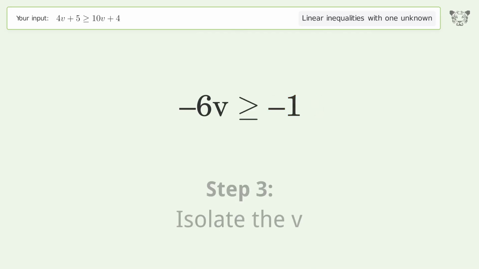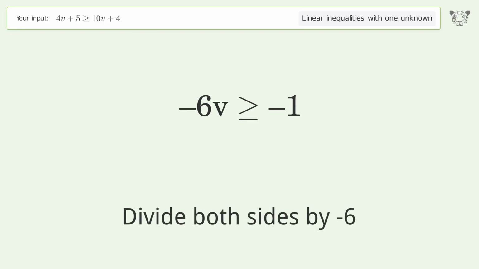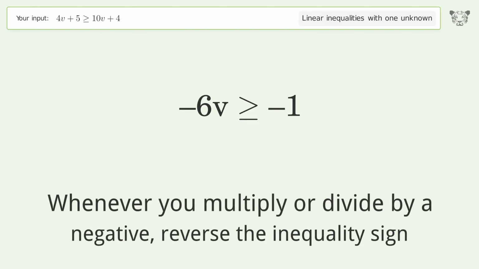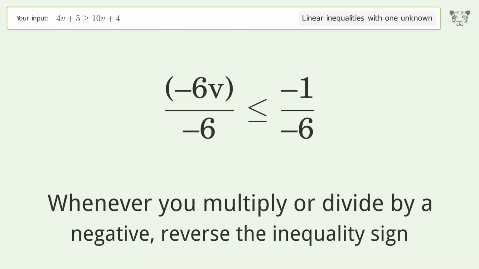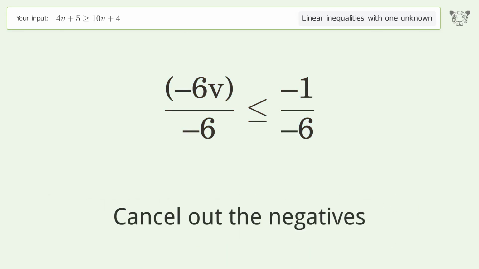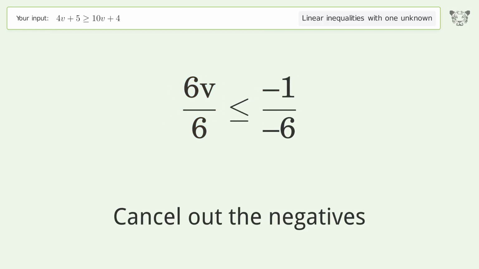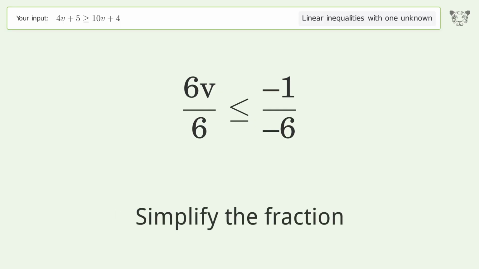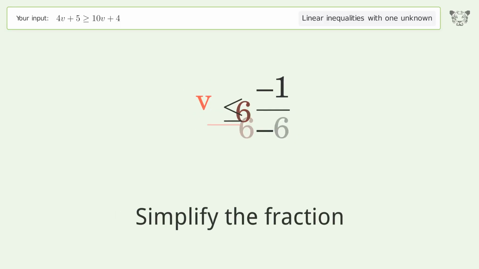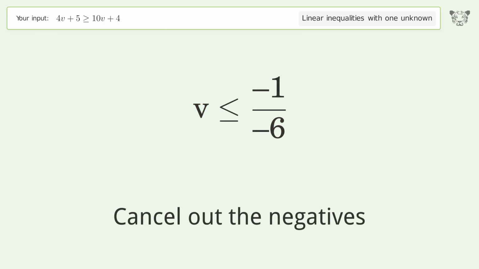Isolate the v. Divide both sides by -6. Whenever you multiply or divide by a negative, reverse the inequality sign. Cancel out the negatives. Simplify the fraction. Cancel out the negatives.